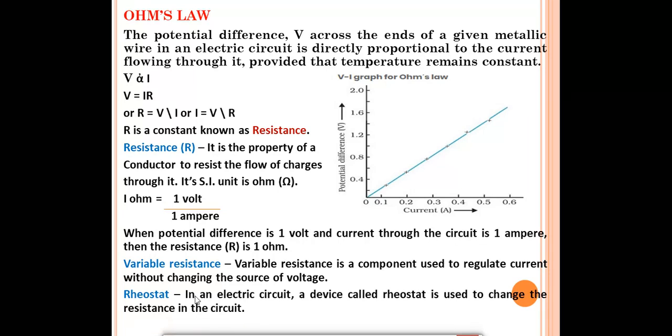Next, there is the variable resistance. We have seen the symbol of variable resistance. Variable resistance is a component used in a circuit to regulate current without changing the source of voltage. And what is a rheostat? In an electric circuit, a device called a rheostat is used to change the resistance in the circuit. Variable resistance and rheostat are the same, so they have the same function, that is to change the resistance in the circuit.